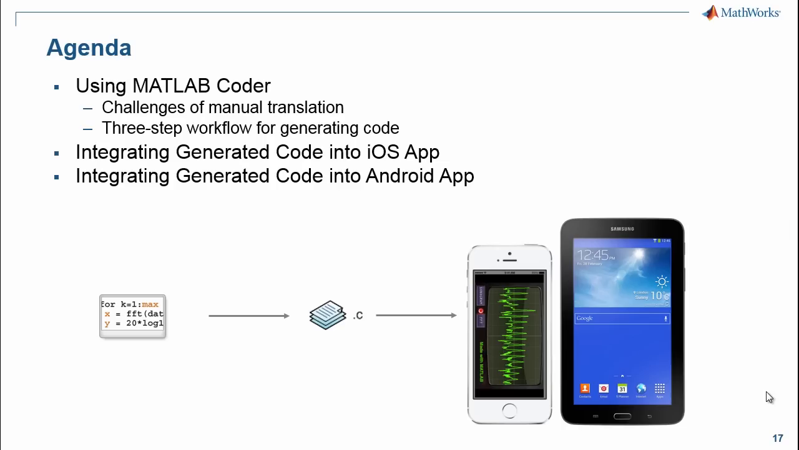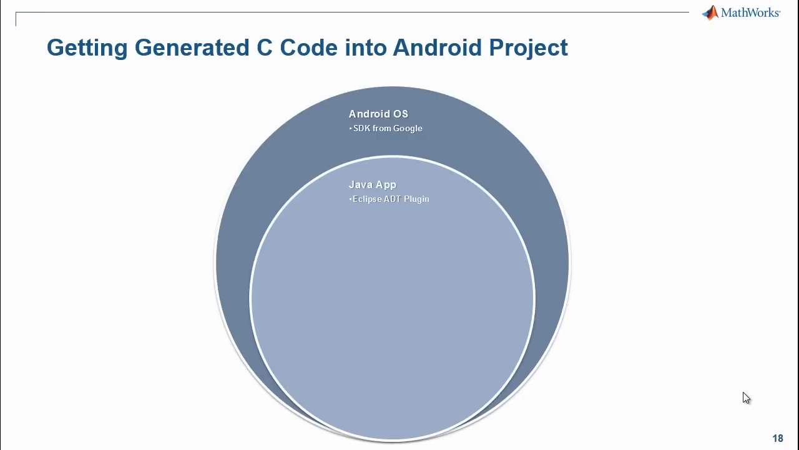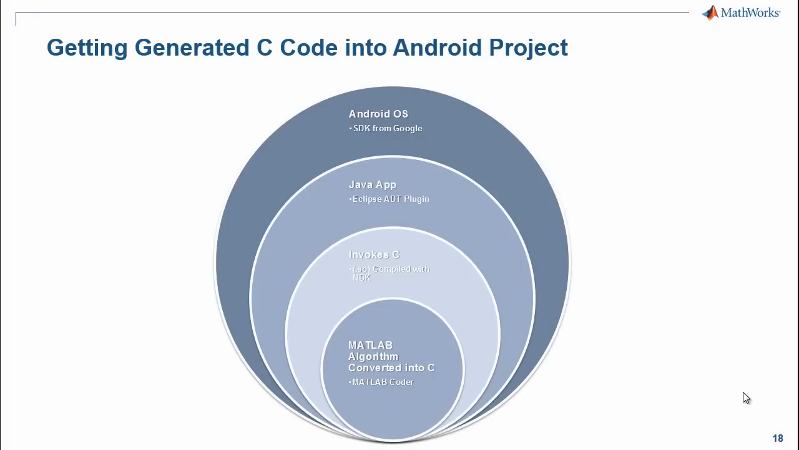Okay, so moving on, let's take a look at the final section of this webinar, and let's take a look at getting the generated code onto a Samsung Galaxy Tab 3 tablet. So to get your MATLAB algorithm onto an Android app, it's a little bit more involved. To illustrate that, I'm going to show this little diagram here. Working backwards from that, first of all, we want to take a look at the MATLAB algorithm, and then we're going to convert it into C using MATLAB Coder.